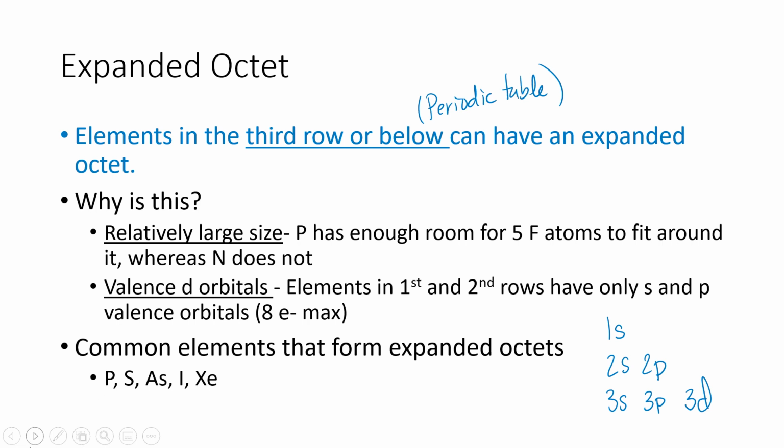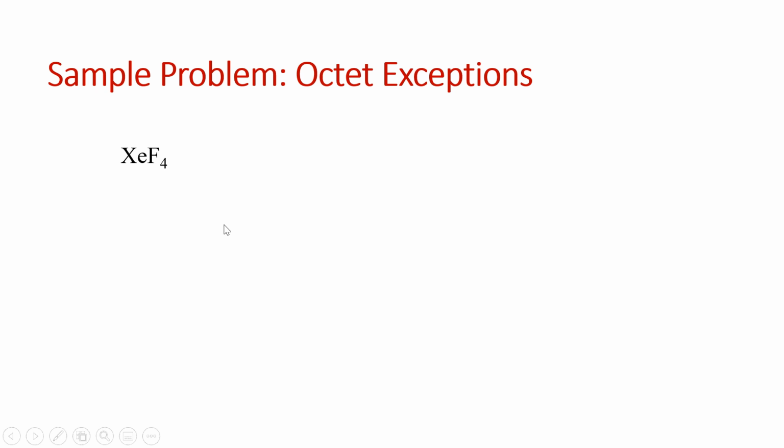So here's a sample problem with an expanded octet. The way that we find the Lewis dot structure, we'll follow the same exact steps that we did otherwise. Step 1 is we're going to add up the number of valence electrons. Xenon has 8, and we've got 4 fluorine atoms, each are 7. So you've got 8 plus 28, we've got 36 electrons. Super important to do this first step and count electrons.